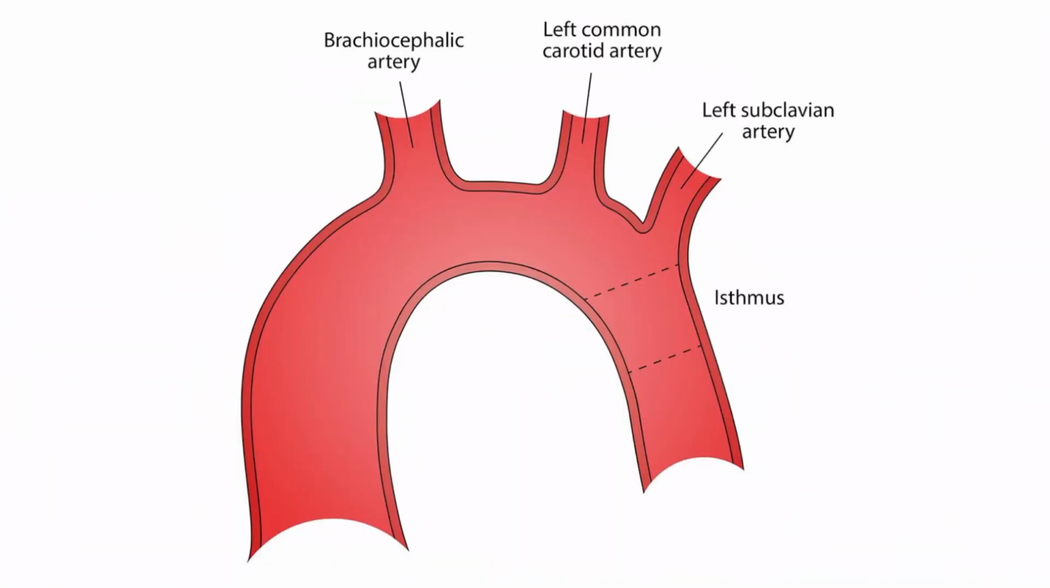Here's an image that shows the anatomy nicely. We can see the left subclavian artery right here, and the isthmus is a small segment of the aorta just distal to it right here. Again, rupture typically occurs at the isthmus.